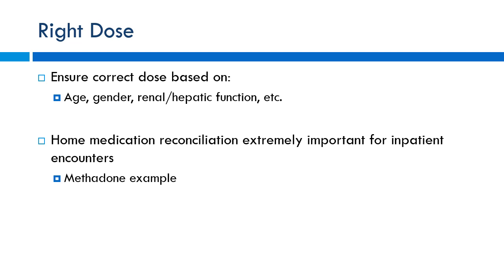As far as the right dose, make sure that you're taking into account their age, their gender, if it's appropriate, renal, hepatic function, all these things, to make sure that the dose is appropriate for that patient. That's going to be more on the provider side, and that's one of the things you may get a lot of calls from pharmacists saying, hey, is this the right dose, or based on the renal function, I think it probably should be this instead. That's a big thing you'll get a lot of calls about in a lot of cases.